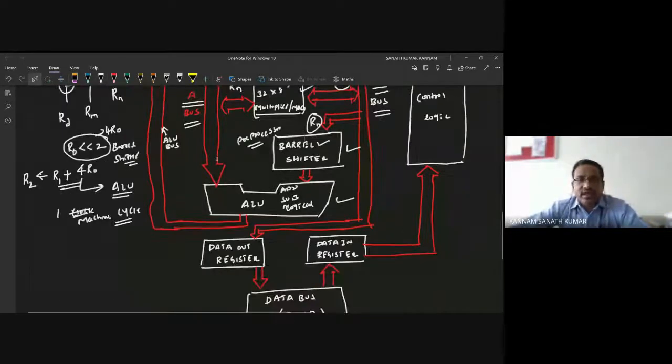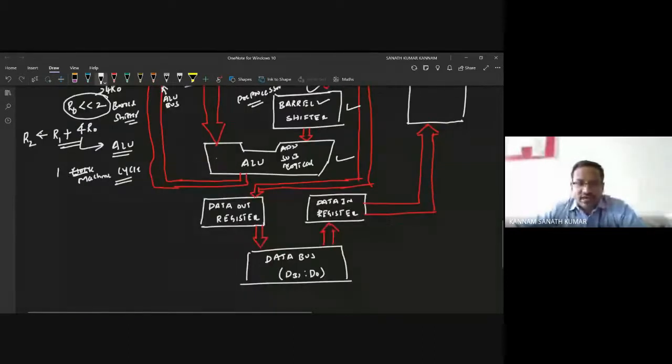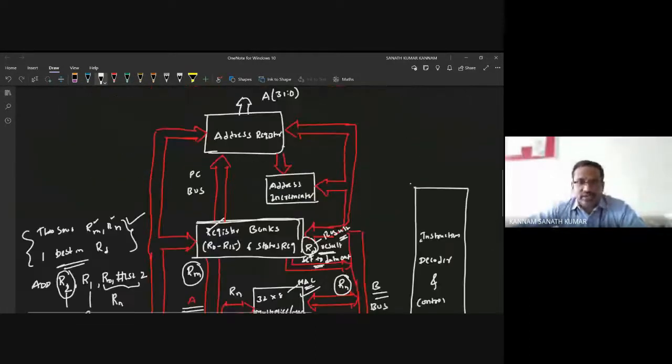And here you have the ALU. Whatever the logical or arithmetic instructions are, they will be performed by the ALU, and you will get some result in some destination register. That destination register is stored in the register bank. So here RD is coming, and whatever the result is in RD comes through this B bus, through the data out register and the data bus. So like this you can make this architecture. You can remember it, it's easy.